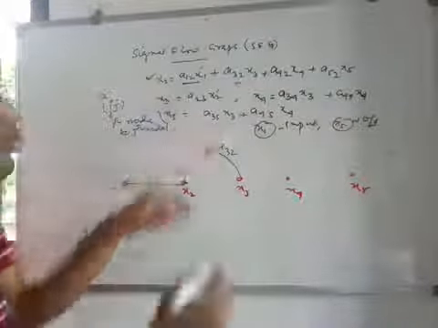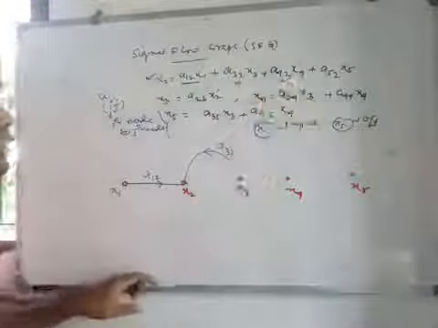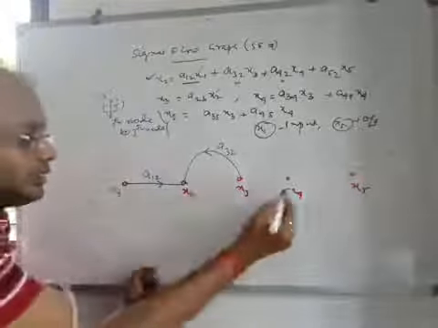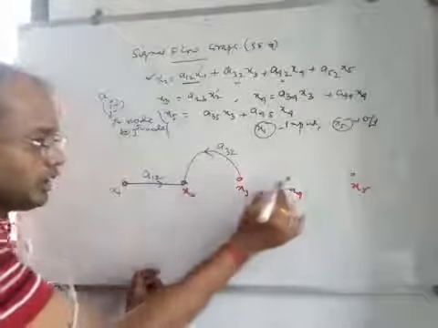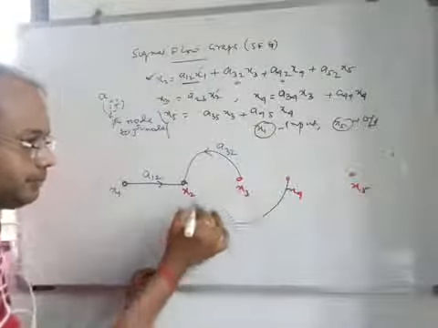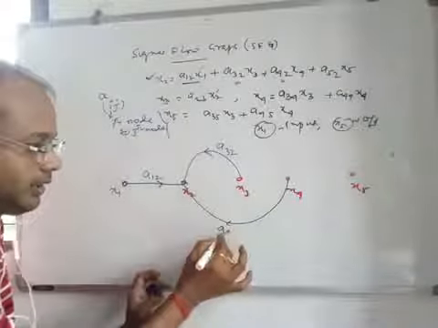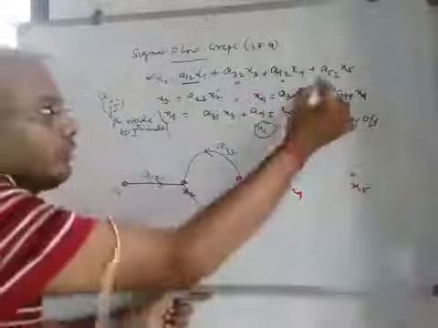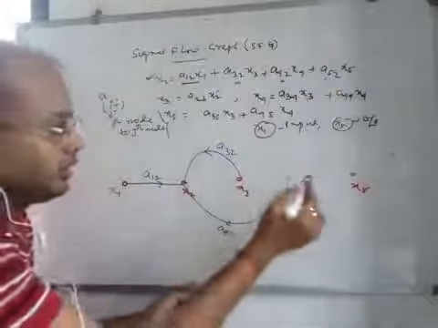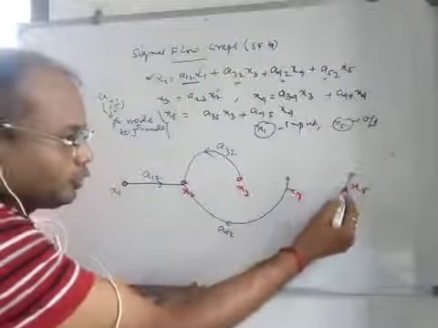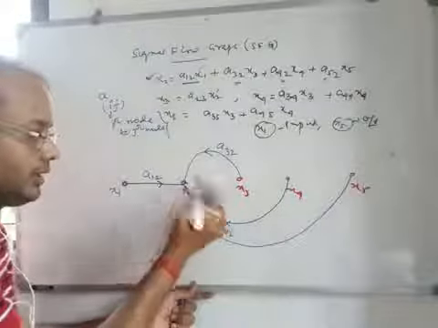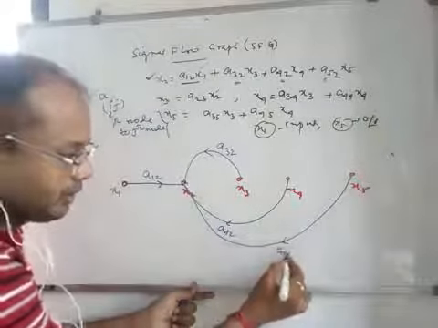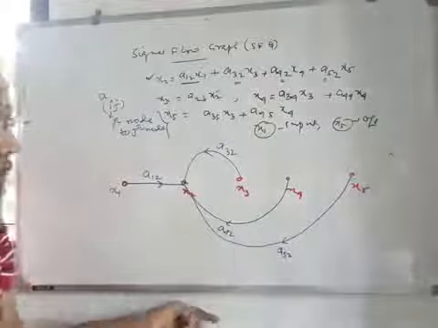Next path is a42 x4. a42 x4 is the same thing, where you see from 4 to 2 the signal is coming. This is a42, right? Next a52. a52 is the block where you see the signal from 5 to 2 is another path, again a52, right?